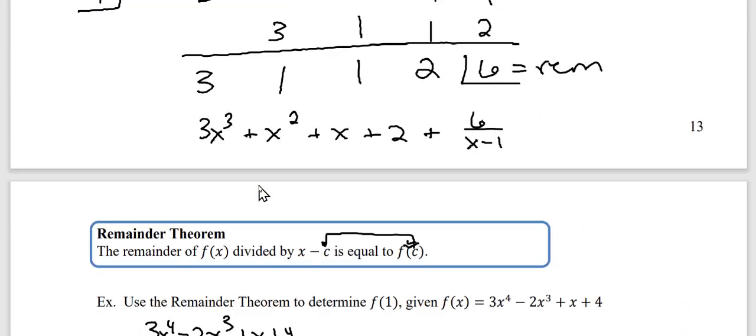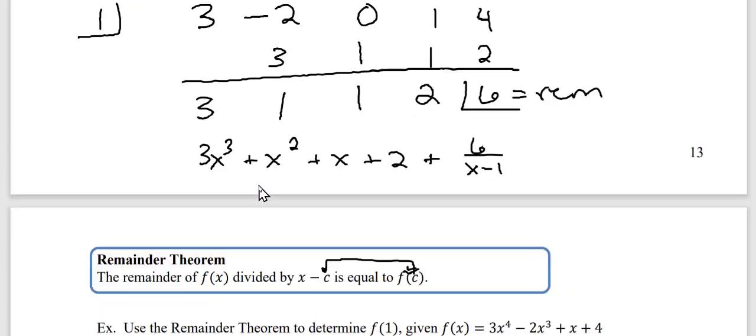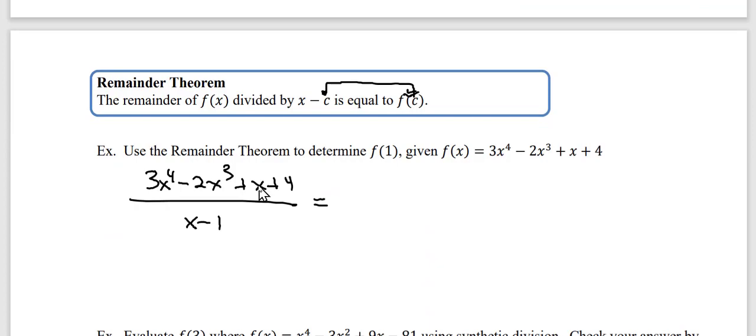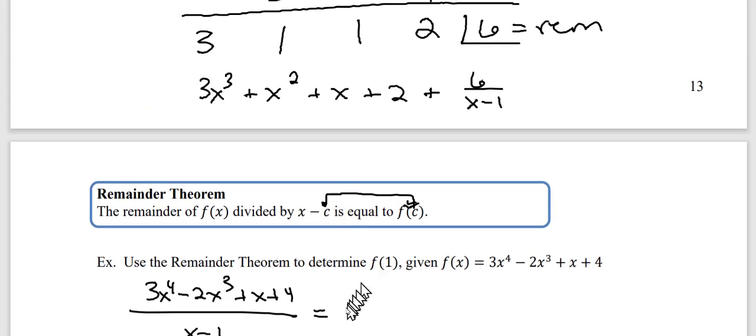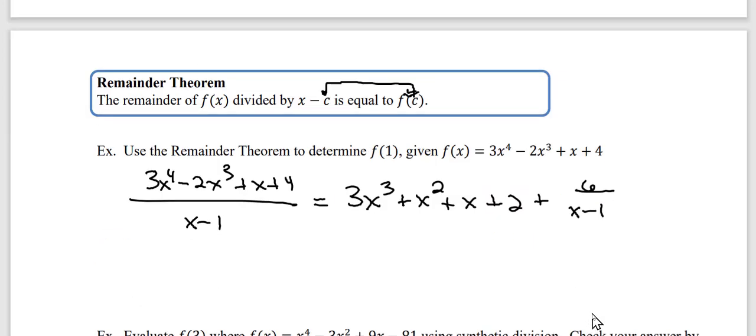Notice in our answer here we got 3x cubed plus x squared plus x plus 2, plus x minus 6 over x minus 1. The remainder was 6. That tells us f of 1 is equal to 6.